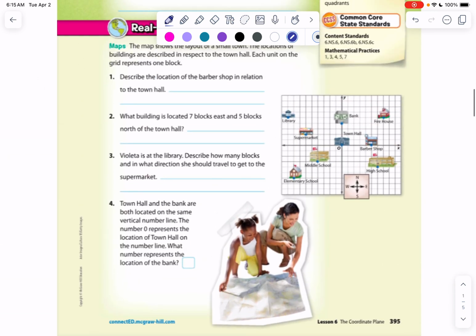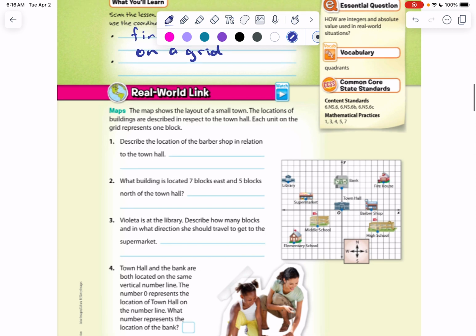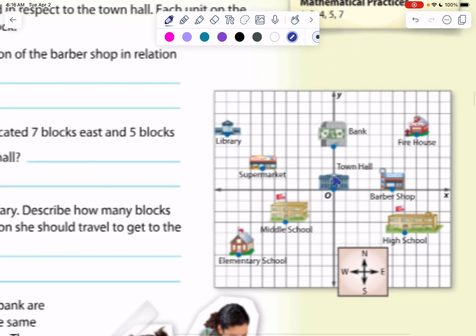All right, let's go back to page 1. So here's our real world link. The map shows the layout of a small town. The locations of the buildings are described in respect to the town hall. Each unit on the grid represents one block. Describe the location of the barber shop in relation to town hall. So let's find those things. So here's town hall, and here is the barber shop.